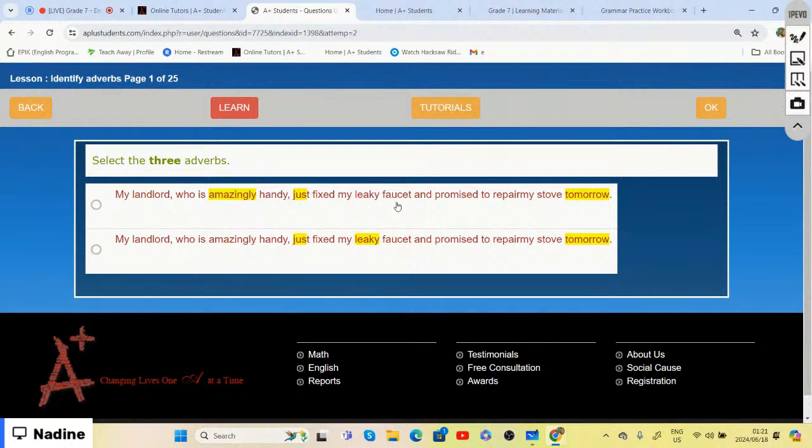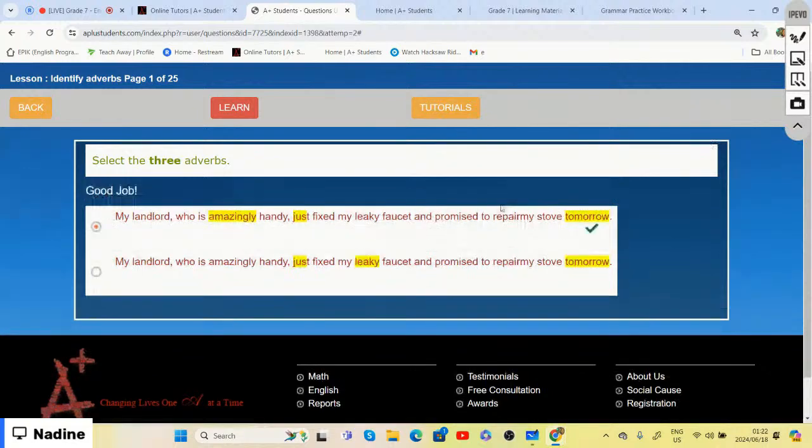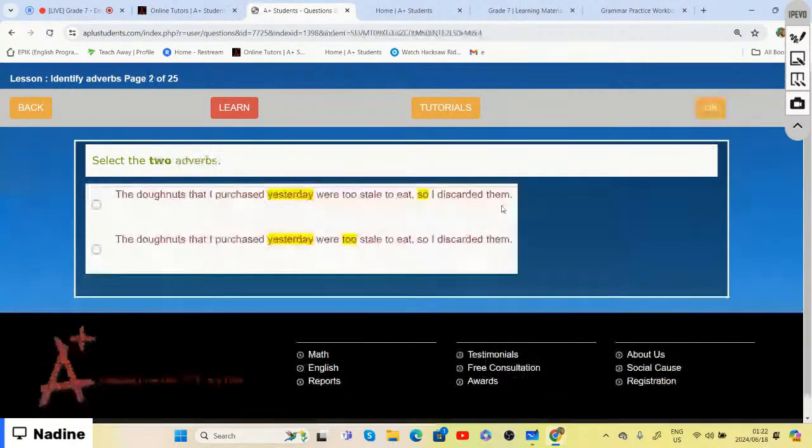And if we were to select our three adverbs, then we'll go with the first option, because amazingly, just, and tomorrow.